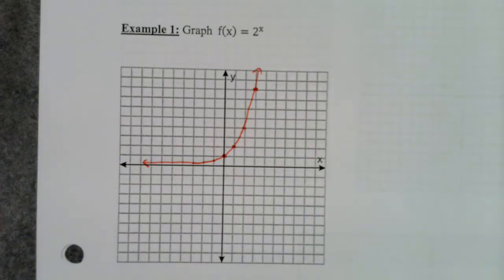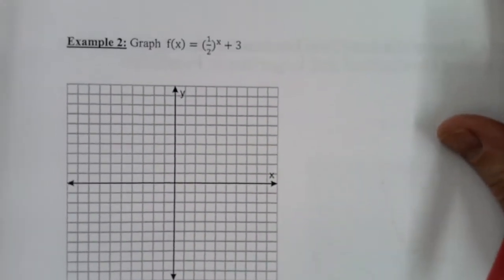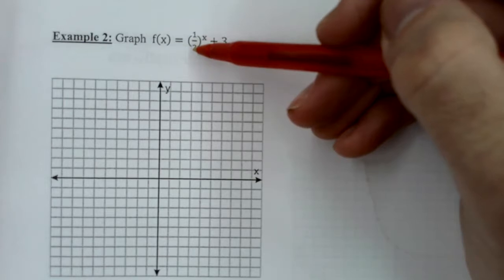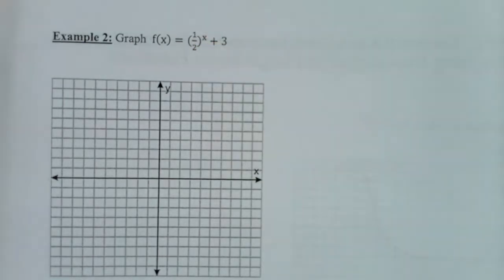Okay, let's do another one that's a little more difficult. F of x equals 1/2 to the x power plus 3. So that first graph, that was exponential growth because the number that was being raised to the x power was 2. This one, the number being raised to the x power is a fraction between 0 and 1. So that means it's going to be exponential decay.